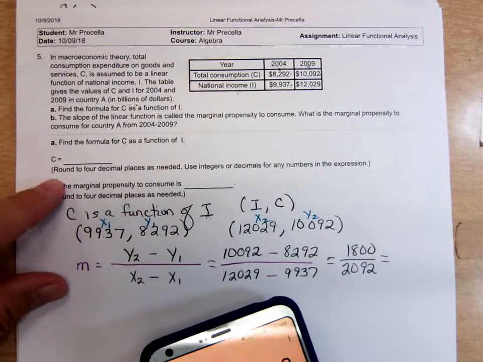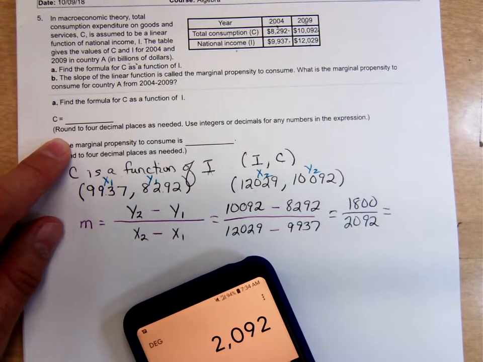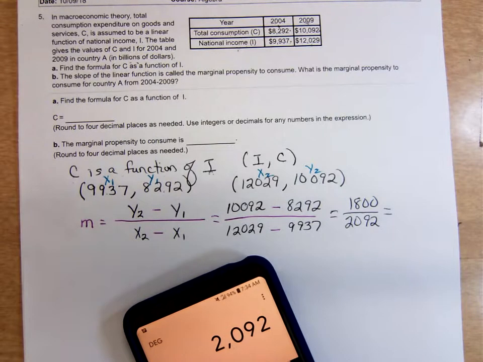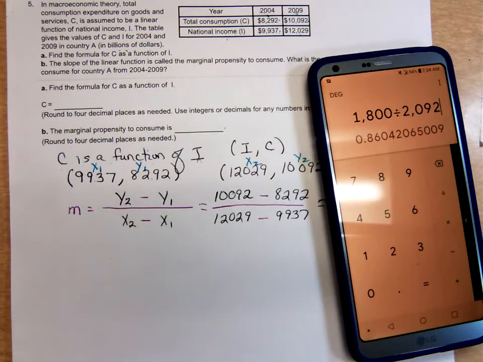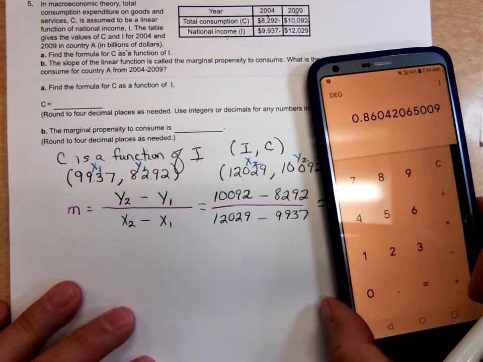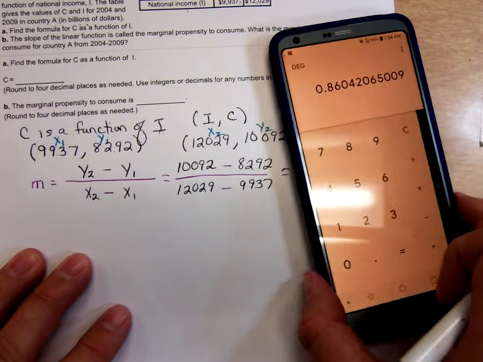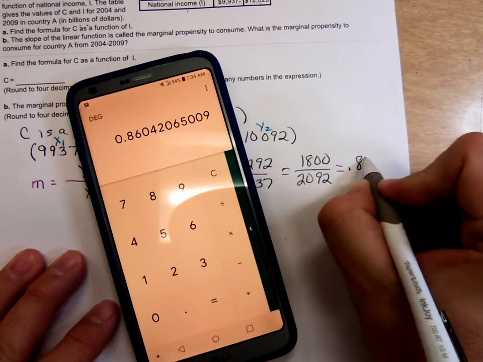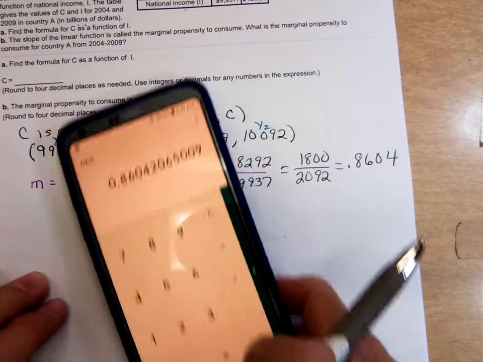Now, if we read further down in the instructions, they say to round your answer to 4 decimal places. So we're going to have decimals here. So let's just divide 1,800 divided by 2,092. And you see we get 0.86042. Again, the lights are flipping on and off here, so there's nothing wrong with your screen. 0.8604. That's the slope of the line.